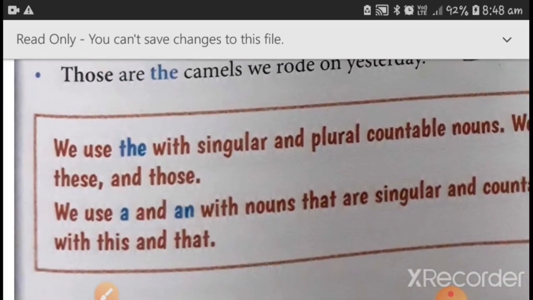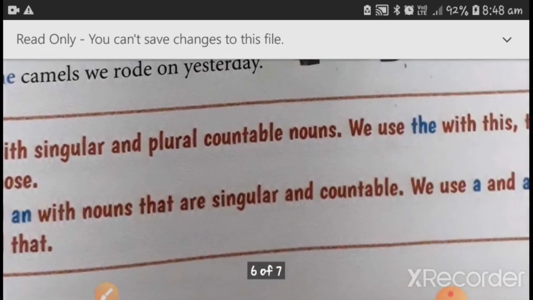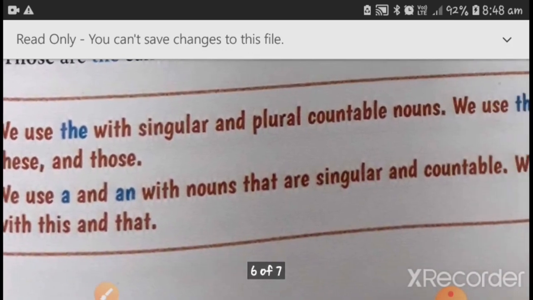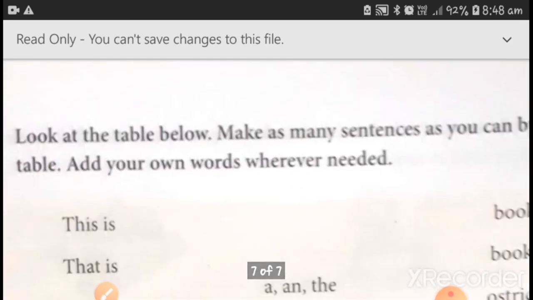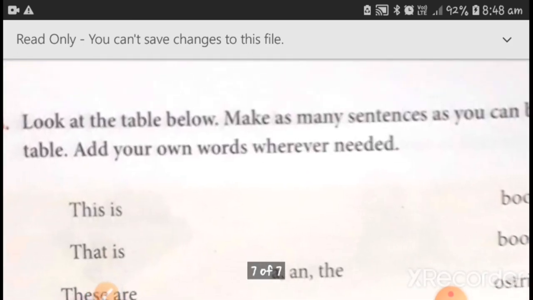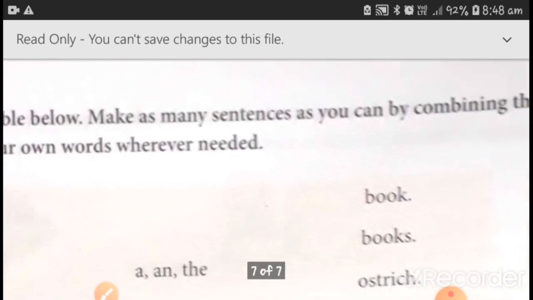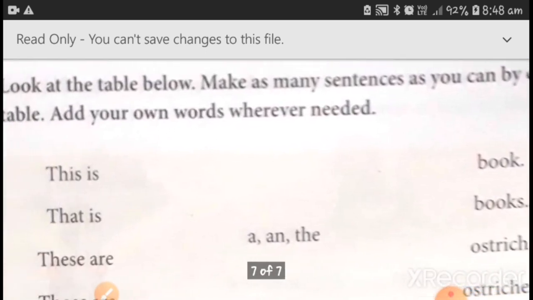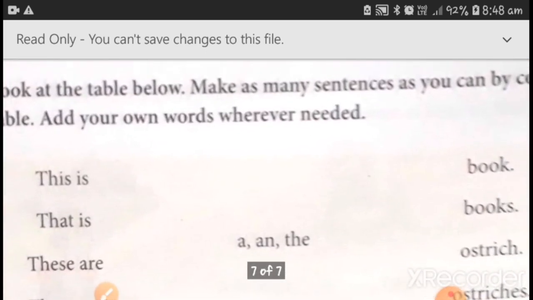Now, let us see the second one. We use a and an with nouns that are singular and countable. Singular means one, and countable means the things we can count easily, that is called a countable noun. We use a and an with this and that. So what is the exercise here? Look at the table below. Make as many sentences as you can by combining the words in the table. Add your own words wherever needed.